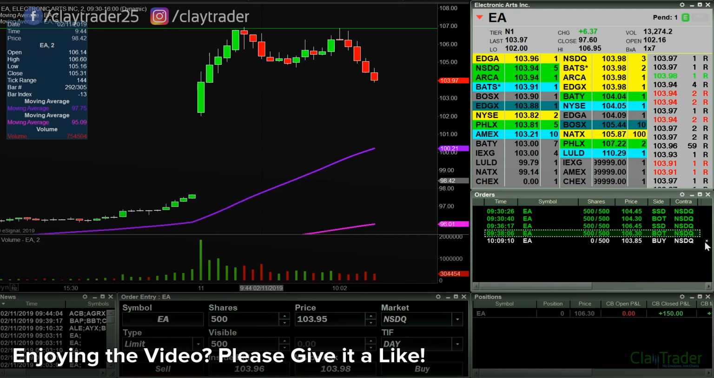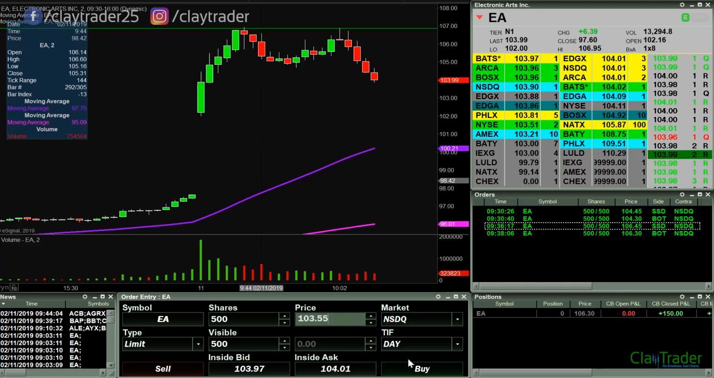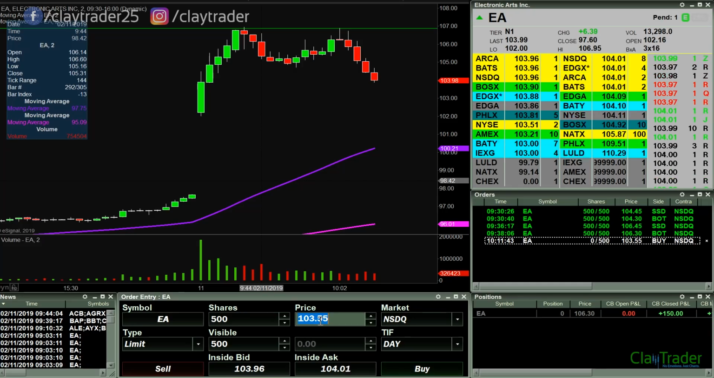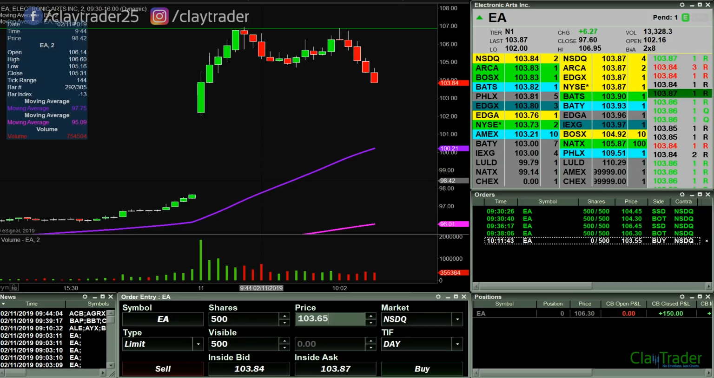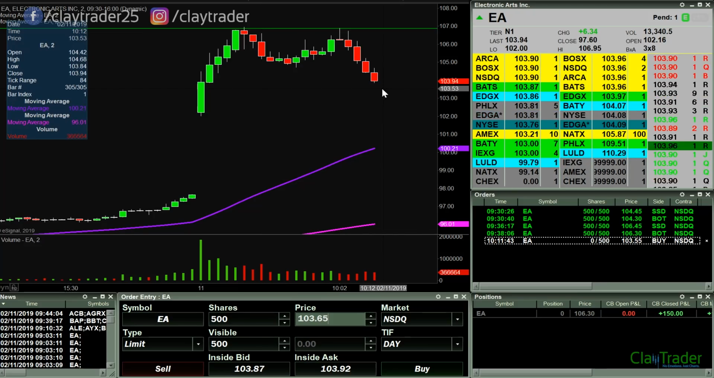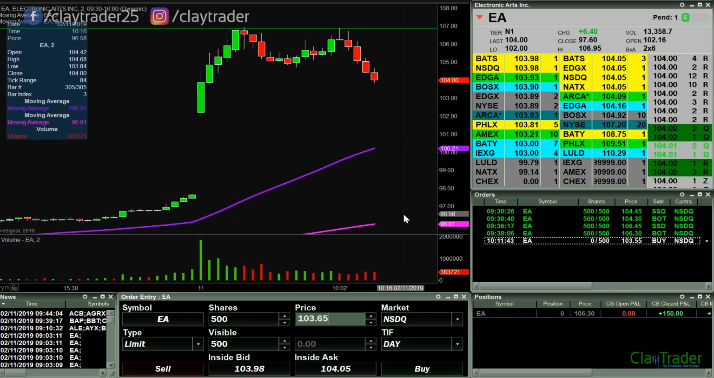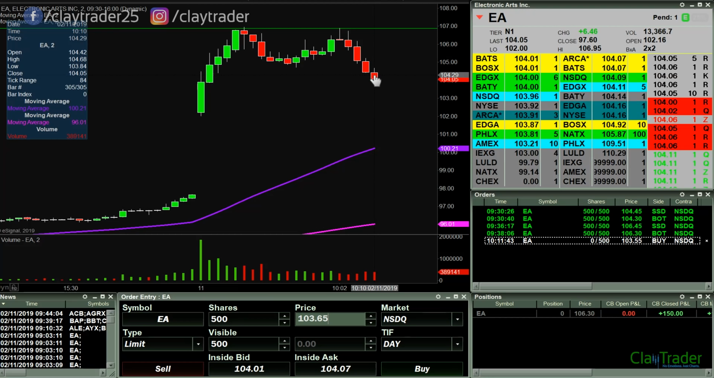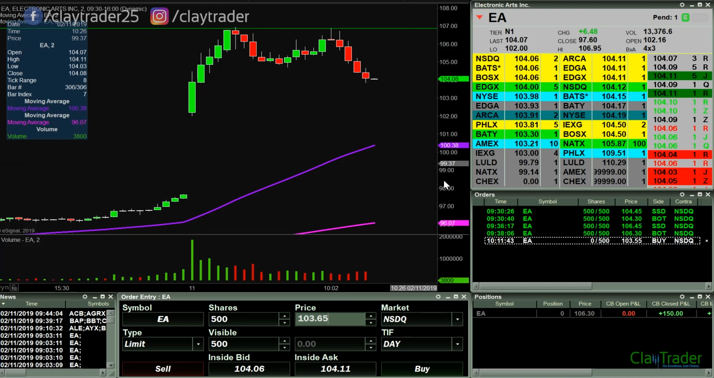Oh, and it stopped. Stopped right above me. 103.55 then. 103.55, new entry point. New first entry point, I should say. How low did that actually go? Low of 103.84. Good old hindsight.